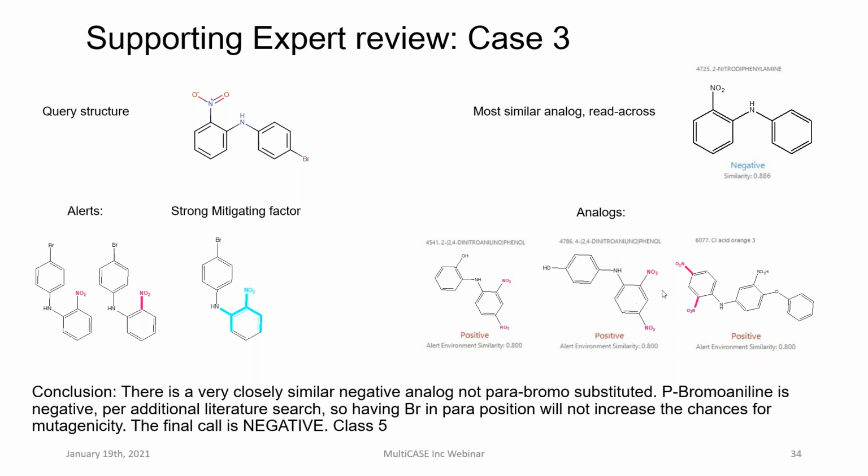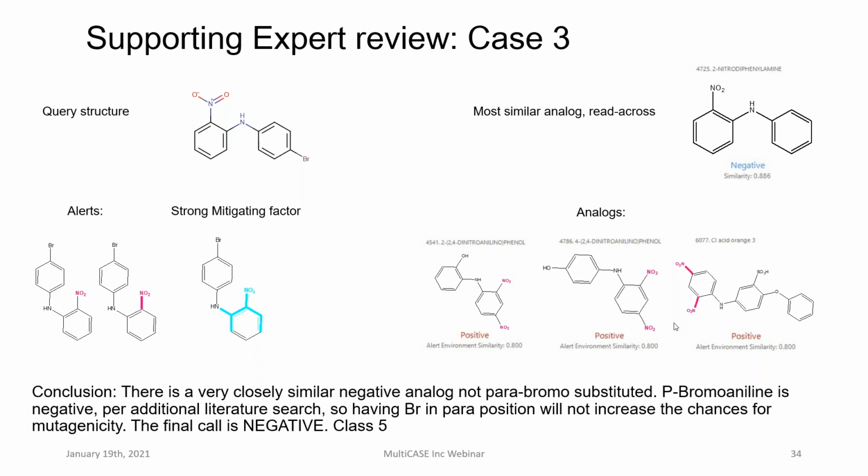Then we have analogs where, in this particular case, the alert environment similarity is misleading. It's very high, yes, but when we look into our chemical, this nitro group is surrounded by something else. So it's not really very relevant. So the conclusion is, based on very close similar negative analogs, we would rather conclude that this chemical is negative. And to emphasize that, we checked the status.